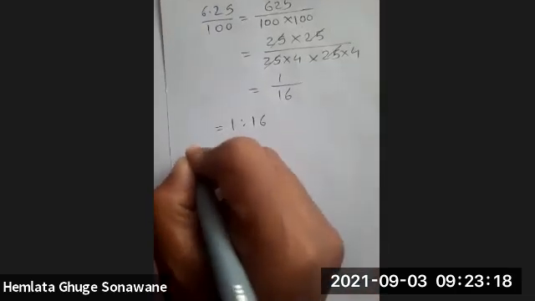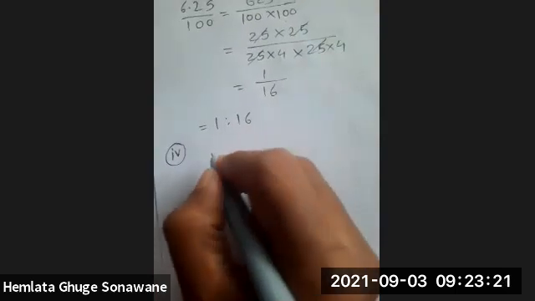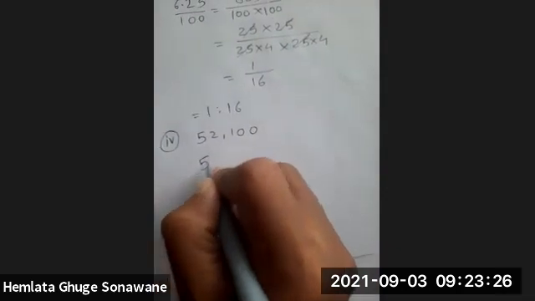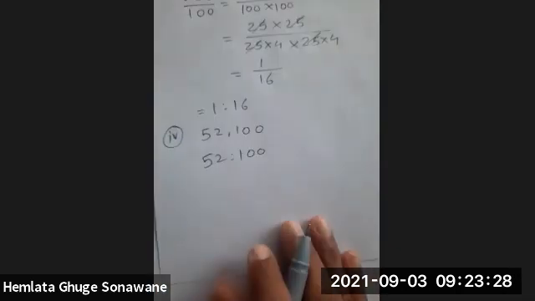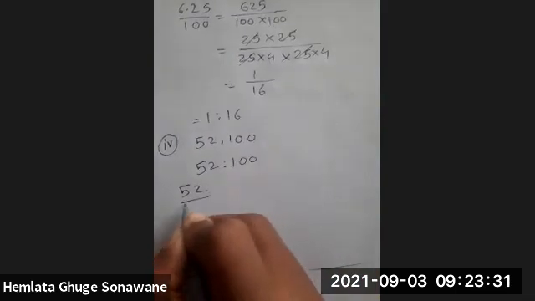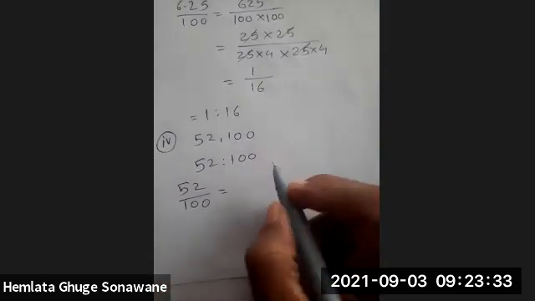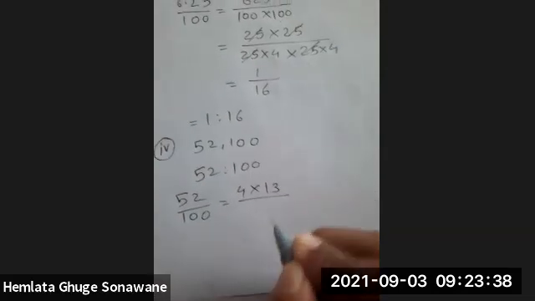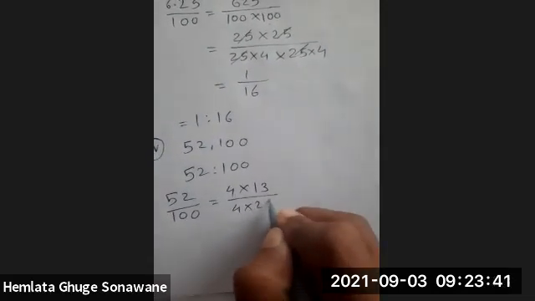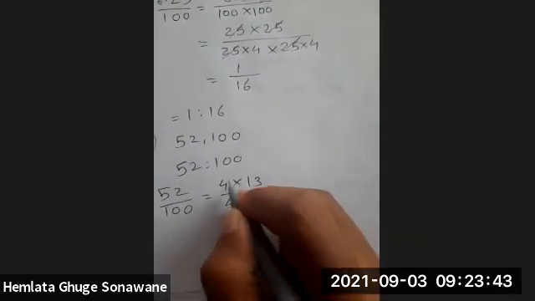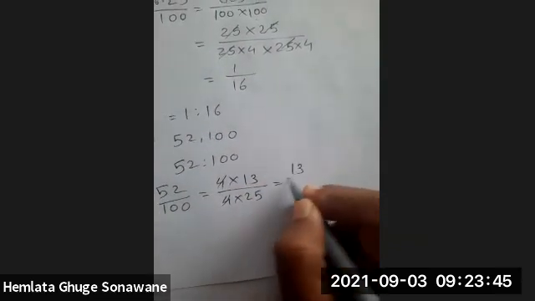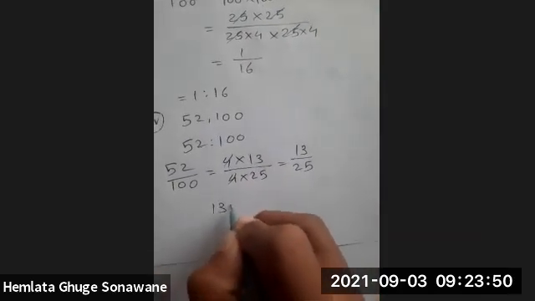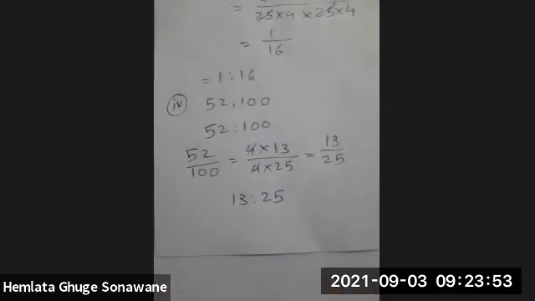We move towards the fourth example, that is 52 and 100. 52 as to 100, 52 upon 100. Then we'll split these terms, that is 13 times 4 for the 52 and 25 times 4 for the 100. This 4 gets cancelled, 13 upon 25. So the ratio becomes 13 as to 25.